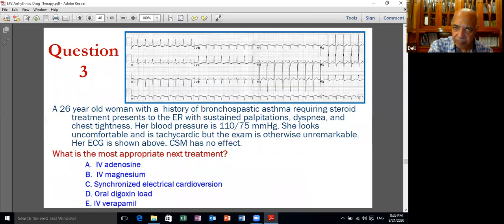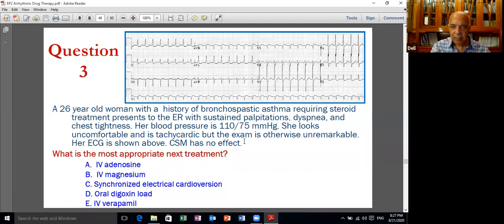Now, the third question: a 26-year-old woman with a history of bronchospastic asthma requiring steroid treatment presents to the emergency department with sustained palpitation, dyspnea, and chest tightness. Her blood pressure is 110/75. She looks uncomfortable and is tachycardic, but examination is otherwise unremarkable. This is her ECG. It's a supraventricular tachycardia, and carotid sinus massage was done and had no effect. So what is the most appropriate next treatment? Is it intravenous adenosine, magnesium, synchronized cardioversion, oral digoxin, or verapamil?